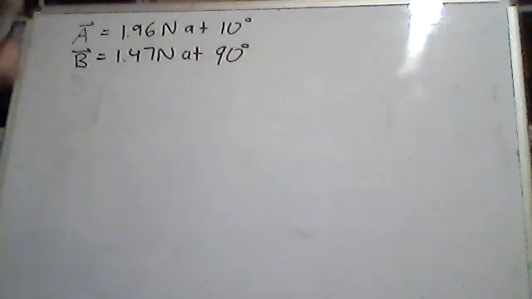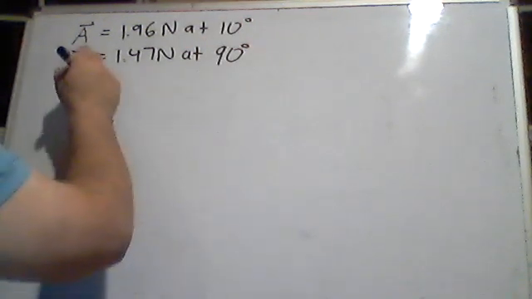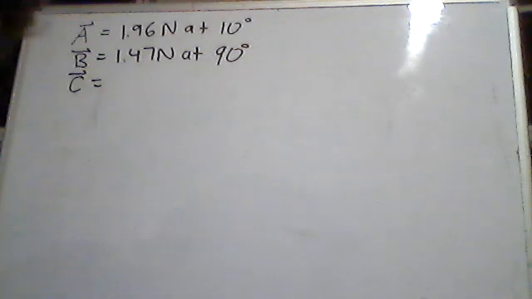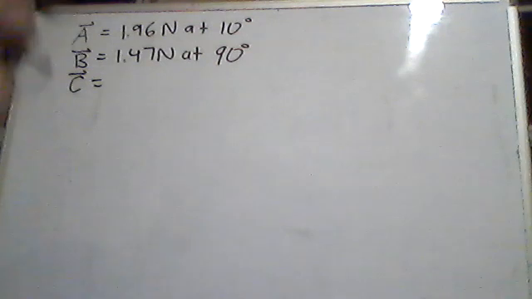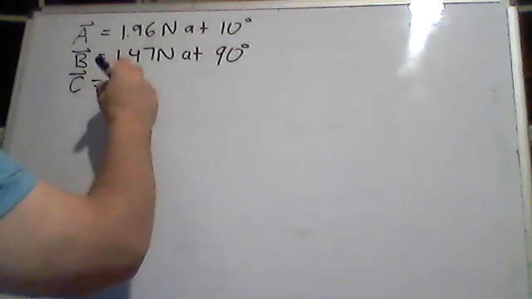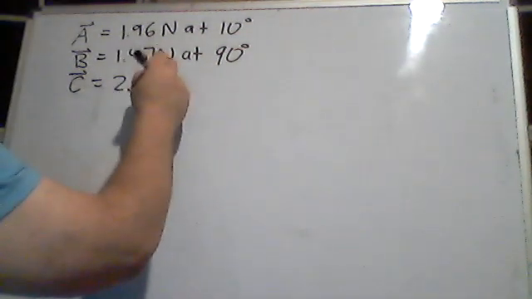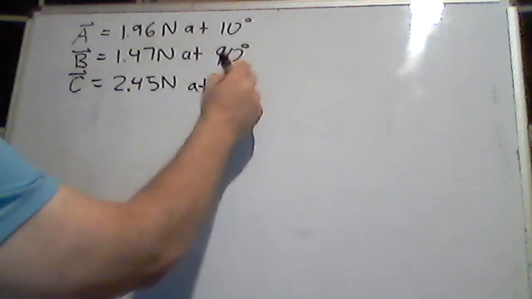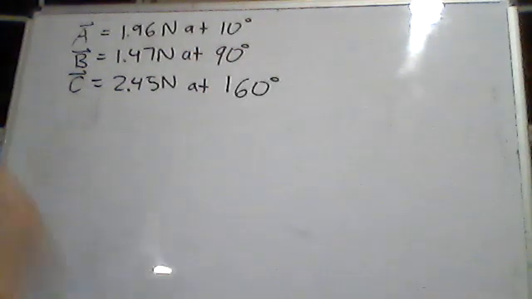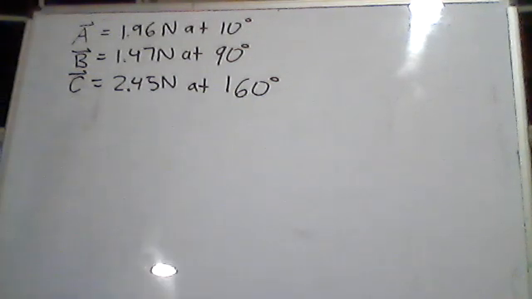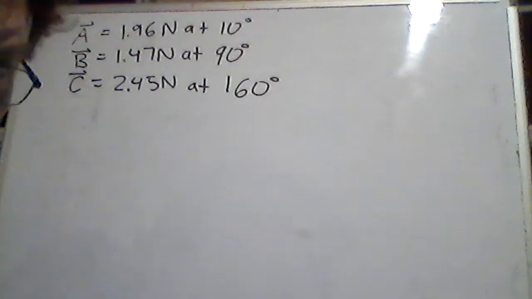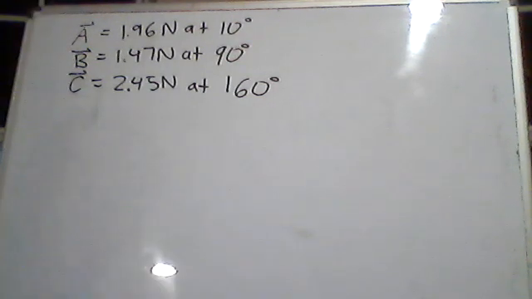And C is 2.45 newtons at 160 degrees. All right, so make sure I got that right. 1.96 at 10, 1.47 at 90, 2.45 at 160. All right, that's what I have. Okay, so those are the three vectors I want to add.